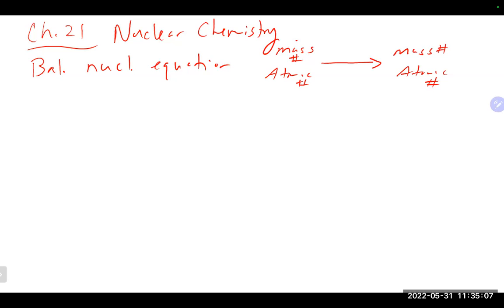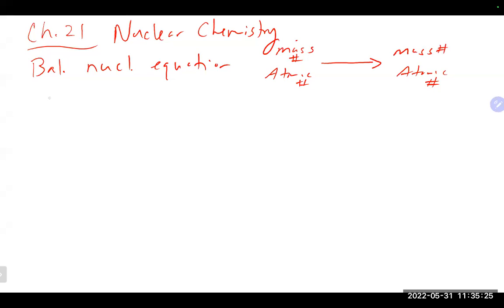If something goes through some type of radioactive decay by giving off a certain type of particle or emitting a particle, that particle ends up on the product side. While if somebody's doing an electron capture or some type of bombarding, those particles end up on the reactant side.